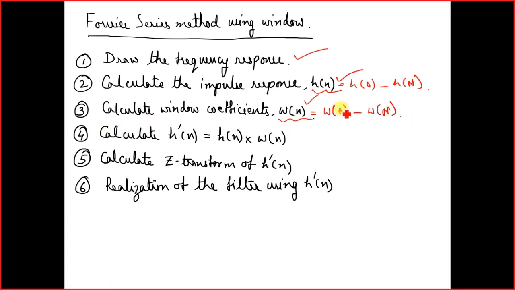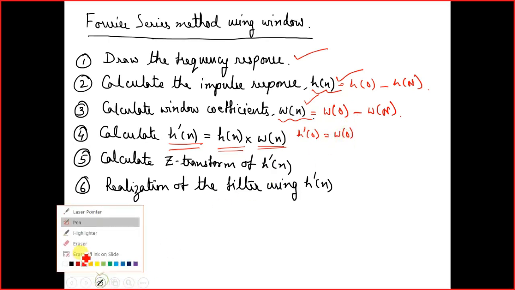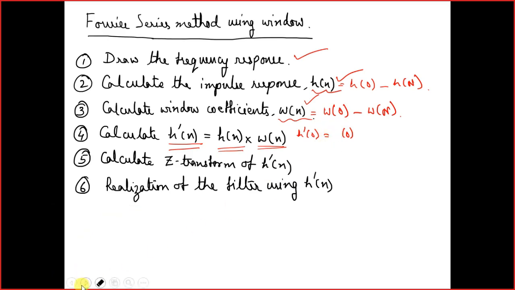So in the next step, once you have calculated Hn and you have calculated Wn, you have to calculate H dash n, where we are having a multiplication of Hn and Wn. That means if I have to calculate H dash 0, then it would be H of 0 multiplied by W of 0.